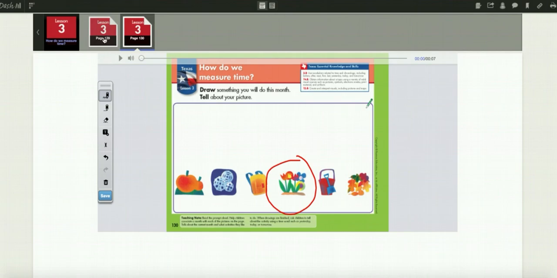Okay. So remember, how do we measure time? We measure time with a calendar, and we can also measure time using a clock.